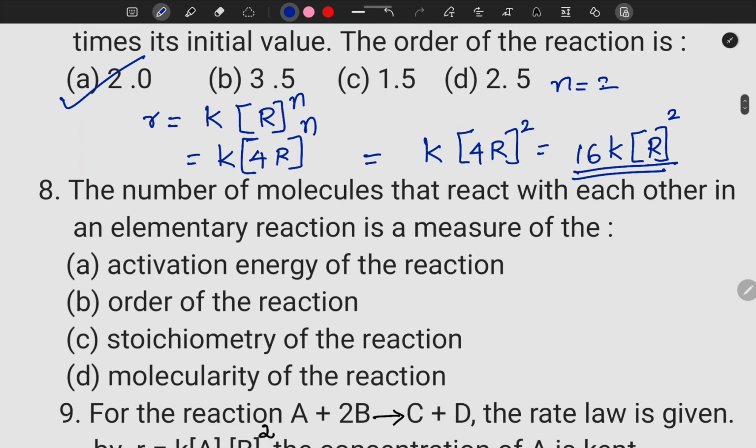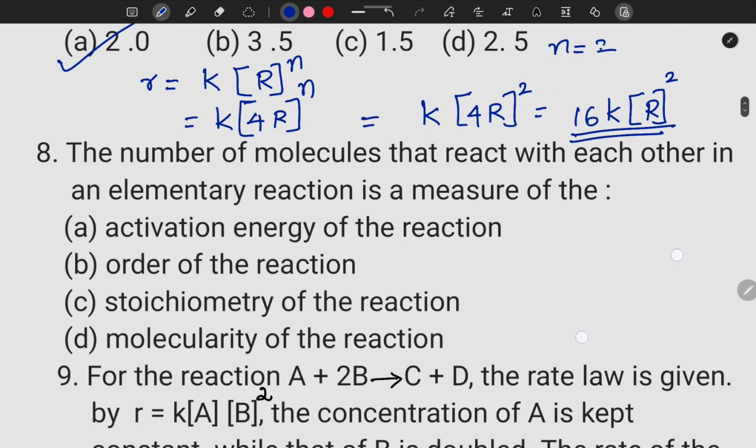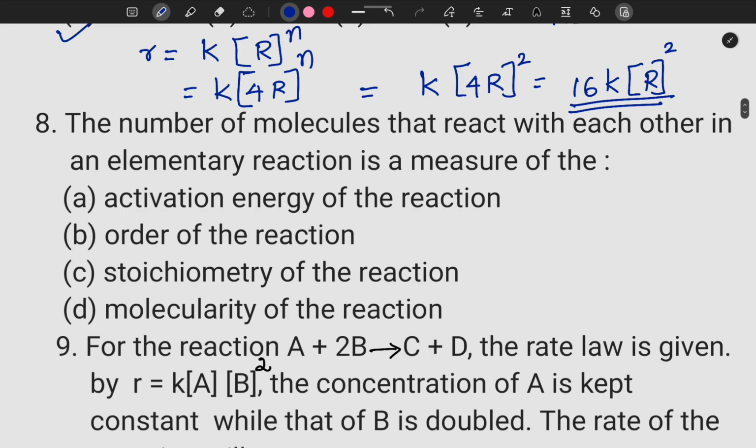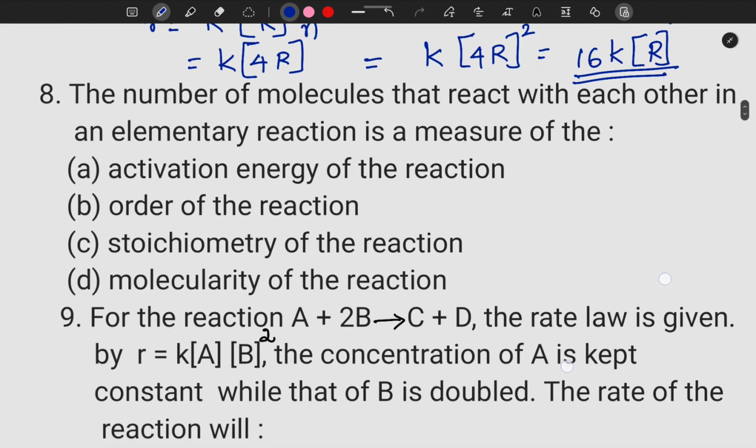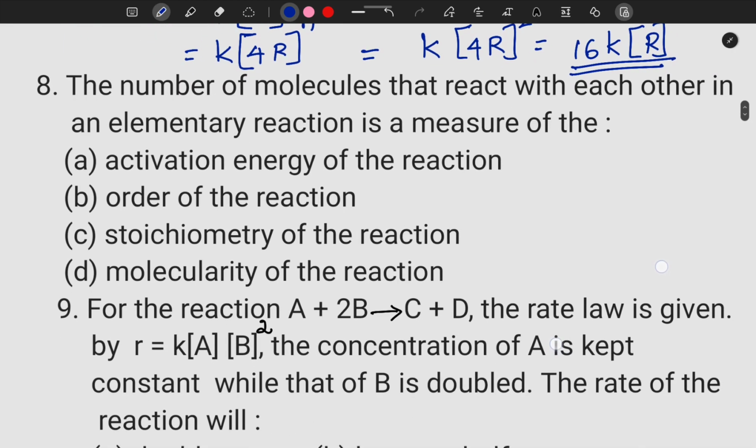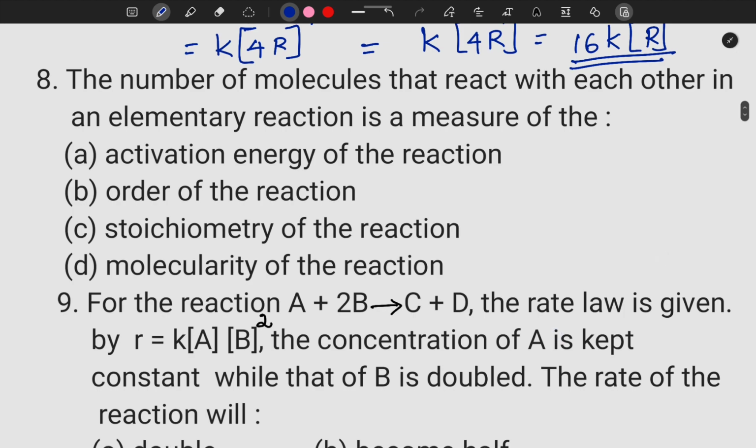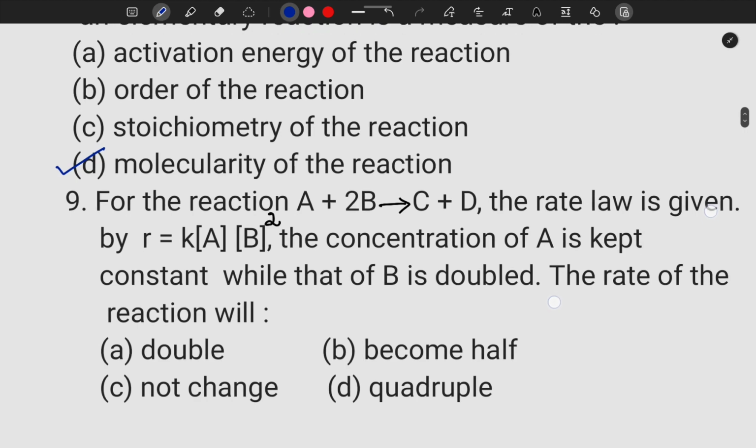The number of molecules that react with each other in an elementary reaction is a measure of activation energy, order, stoichiometry, or molecularity of the reaction. So it's molecularity, because molecularity is the total number of reacting species taking part in an elementary reaction that must collide simultaneously to bring the effective chemical reaction.